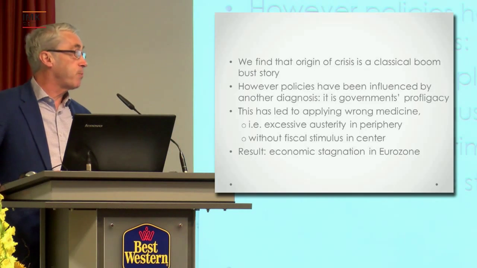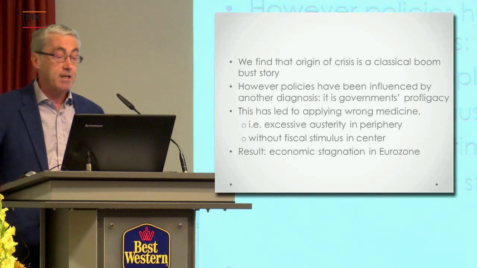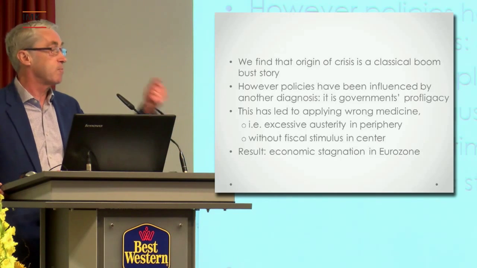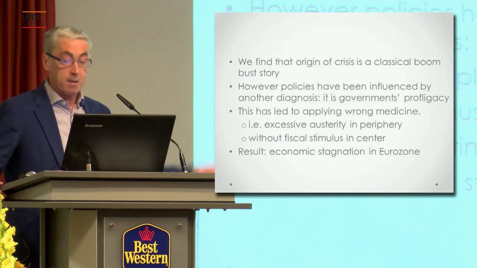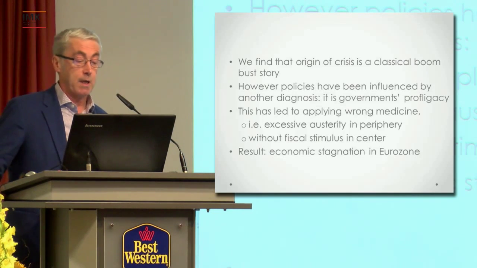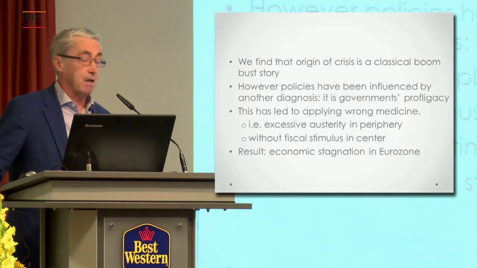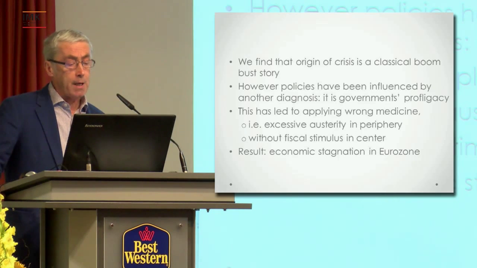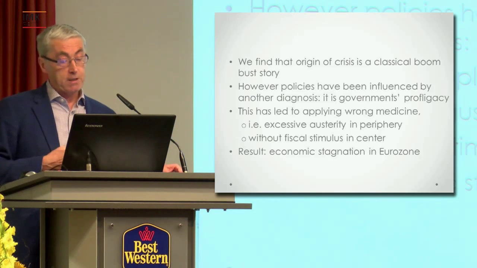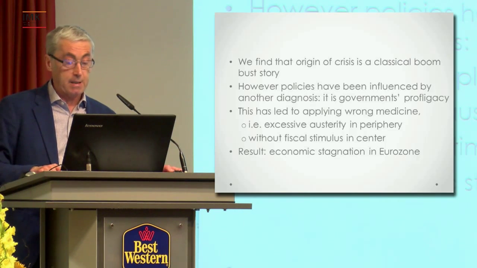But unfortunately, policymakers have made, in Europe at least, a completely different diagnosis, namely, it's all government profligacy. That government debt was increasing, therefore it must be that these governments are undisciplined and they have to be disciplined. And that's how austerity was imposed on these countries. Financial markets also pushed in the same direction. I will come back to that. And as a result, austerity in the periphery was imposed without a fiscal stimulus in the center. And as a result, economic stagnation set in the Eurozone.